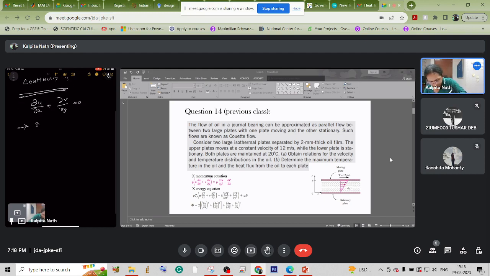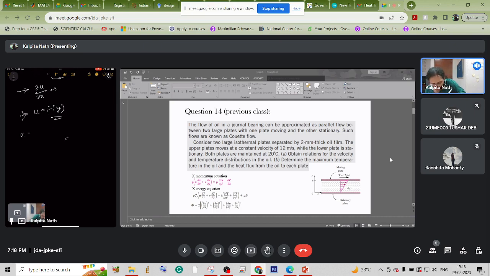Then, see, there is only one dimensional flow, only in the x direction, right? So there won't be any v component. So this will be 0, obviously. And that's why del u del x is equal to 0. What does that mean? That means u is only a function of y and not a function of x. Okay, from that we get this.